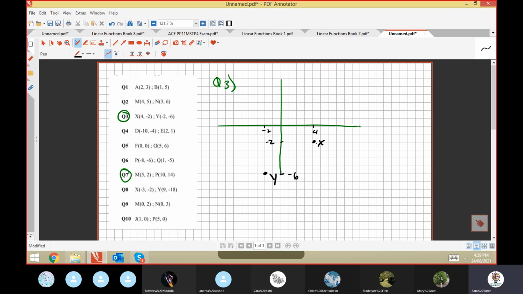Okay, now that I know the locations of these two, what do I need to draw? Right angle triangle. So I actually need my rise and my run. Now it doesn't matter if you go this way or if you go this way, it's the same triangle. So what's your rise? What's this distance from -2 to -6? What's that distance, guys? 4.